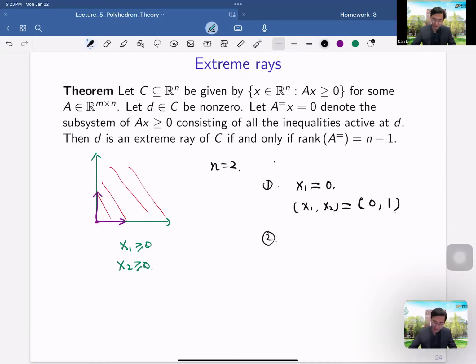Okay. And the second extreme ray can be found by enforcing the second constraint, x2 equal to 0. Then the direction would be (x1, x2) equal to (1, 0), right? We need a non-zero vector that satisfies the constraint Ax greater than or equal to 0. Okay. And then we reproduce this extreme ray here. Any questions here?